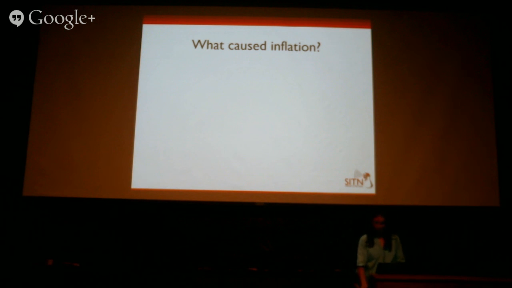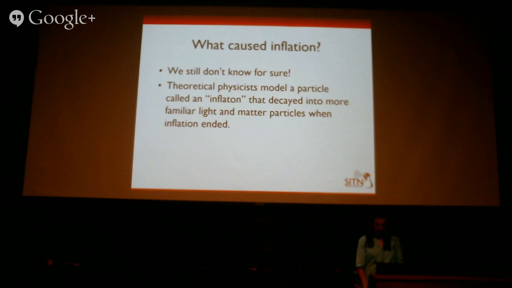All right, I'm going to go ahead and move on. This is what I basically said on the previous slide, that we don't really know for sure what caused inflation. We have this particle called an inflaton, and inflation ended because when the universe got large enough, theorists say that this particle decayed into more familiar particles that make up the matter and light that we are familiar with.